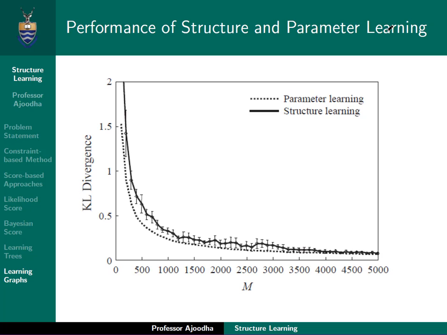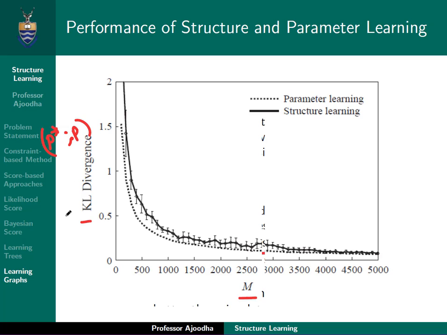Okay, I'm going to talk about comparing parameter estimation from the last lecture and structure learning from this lecture. So for parameter estimation, in this particular graph, we have the number of samples at the bottom. We have KL divergence here, which is the entropy. This is the KL divergence between the true distribution and the learned distribution. This is the distance metric, the distance between them.